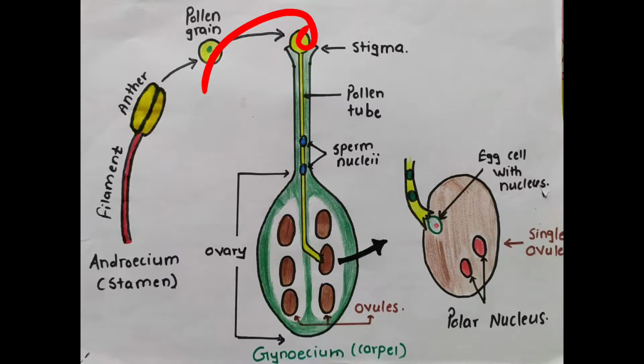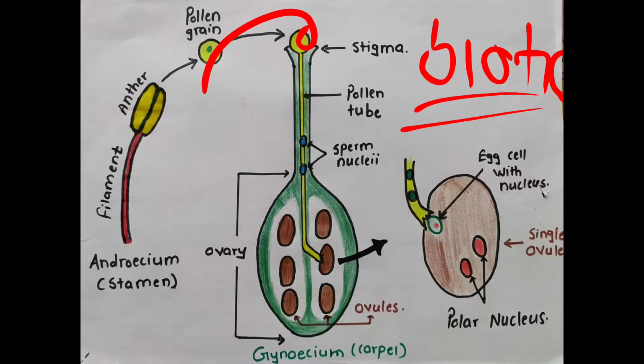This pollen grain does not come by itself towards the stigma. Some agents are responsible for the transfer of pollen grain to the stigma. So which are those agents? Some are biotic agents, and biotic agent means living agents.